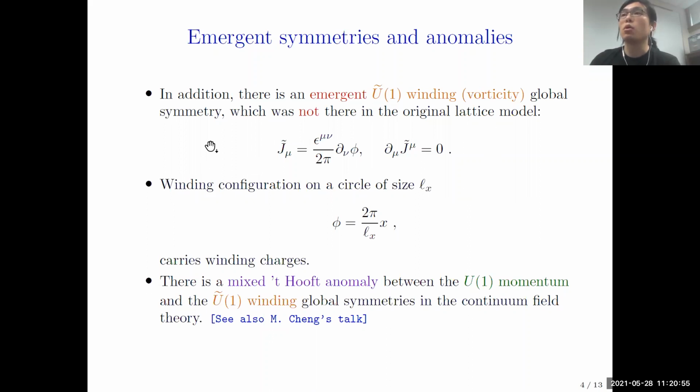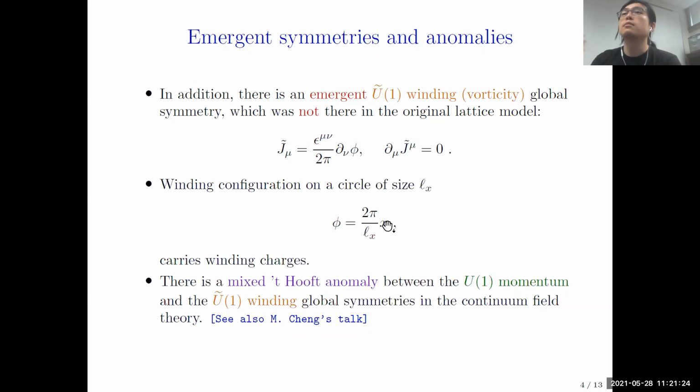So since this is a global symmetry, there should be certain configurations charged under this global symmetry. For example, if we put the theory on a circle, then we can consider a winding configuration where phi starts from 0 and then gradually increases to 2 pi. This is an allowed configuration because phi equals 0 and phi equals 2 pi are actually identified. And such winding configurations carry charges under the winding symmetry.